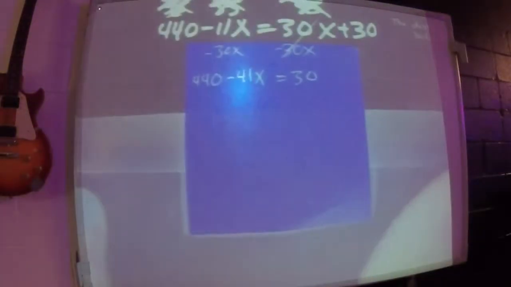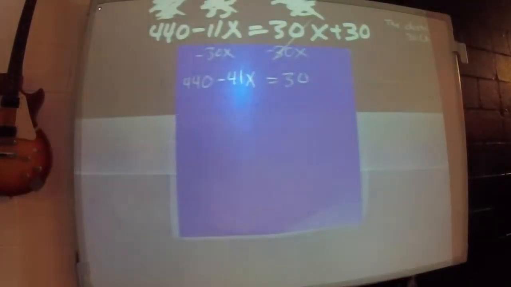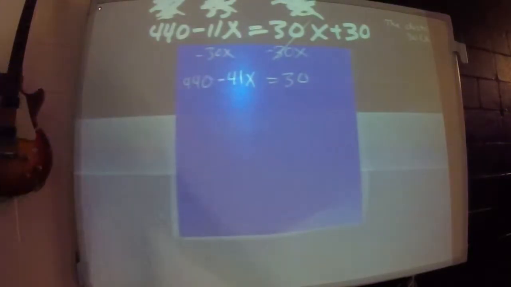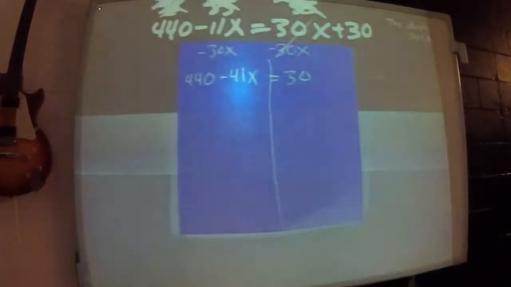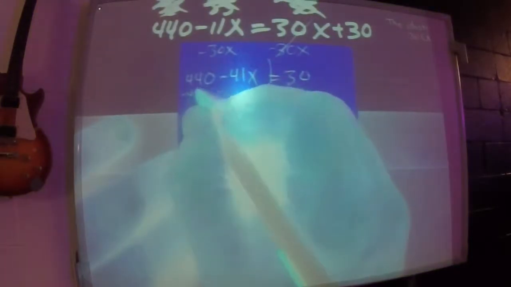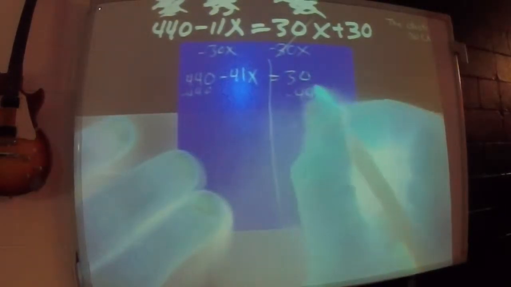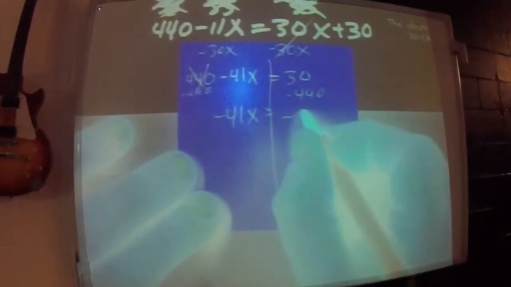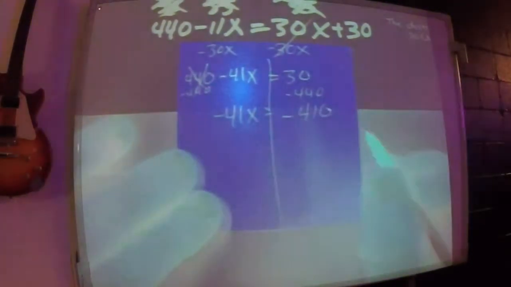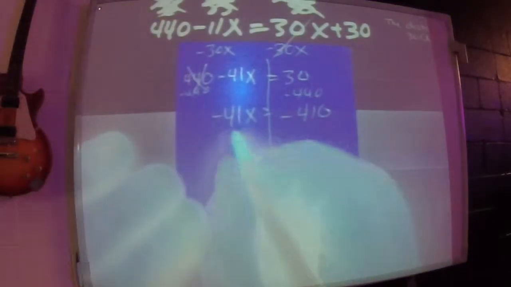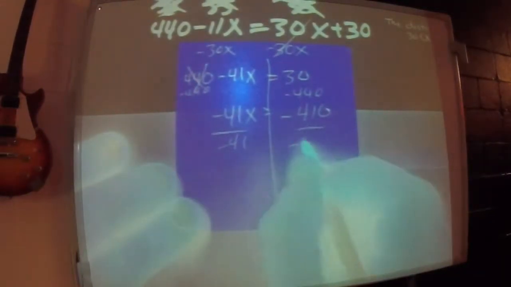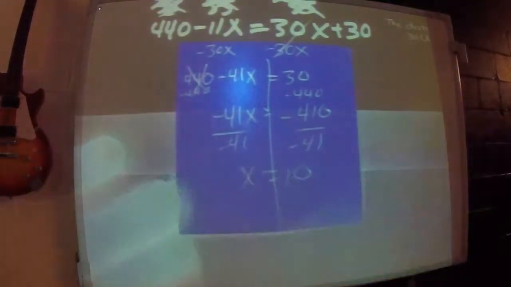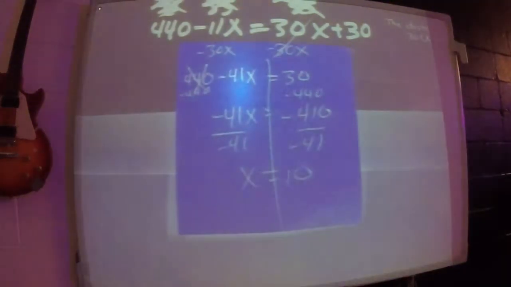I'm coming down here onto the sticky note. What are we going to do next? Subtract the 440. I'm going to kill the 440. And I got negative 41x equals negative 410. Divide both sides by negative 41. And this should come out nice and even. x equals positive what? 10. x equals positive 10.